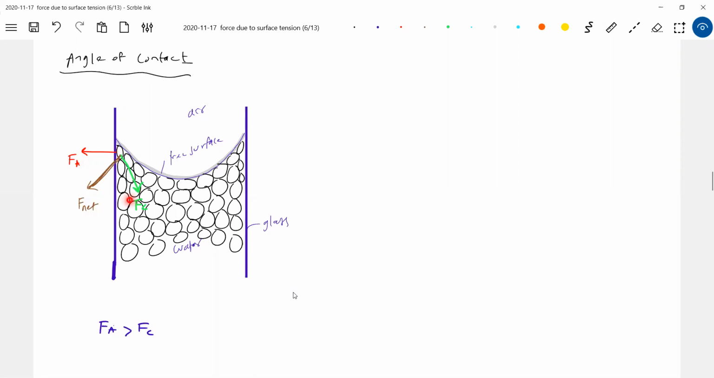Since Fa is greater than Fc, so definitely what will happen? The resultant force will be more towards Fa. Therefore, the force will subtend a lesser angle with the adhesive force than with the cohesive force.